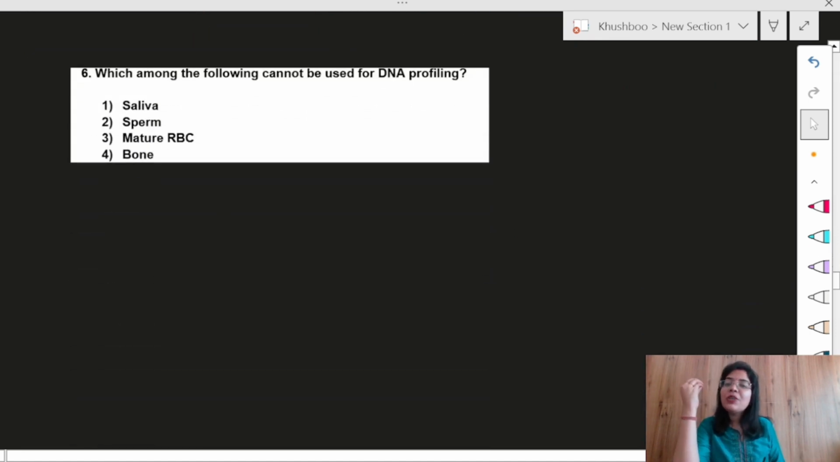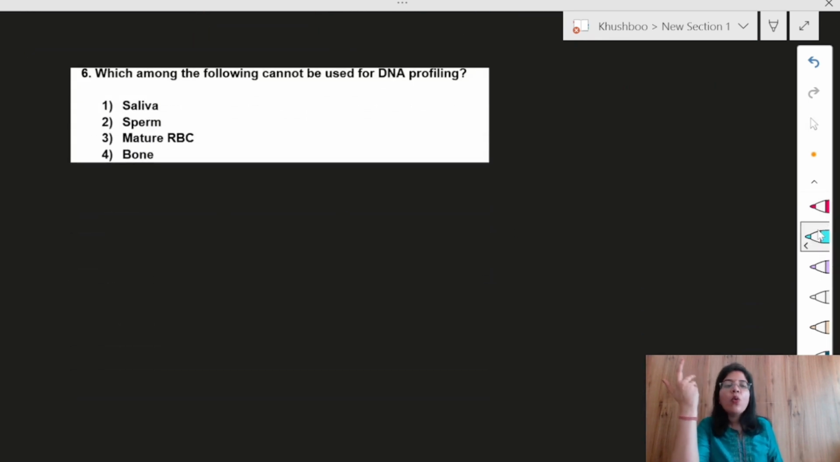This is such an easy question. Tell me the answer very correctly. What material will not be used for DNA fingerprinting or DNA profiling? Can we use saliva, sperm? Can we use bone? Yes, but what we cannot use is mature RBC. What's the answer? Why? What is the reason behind this?